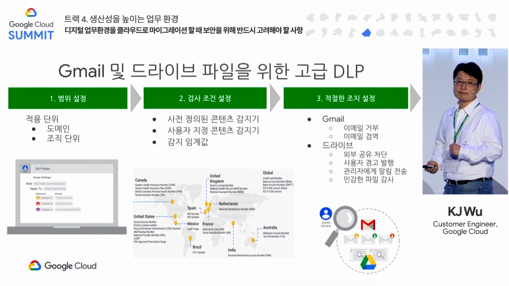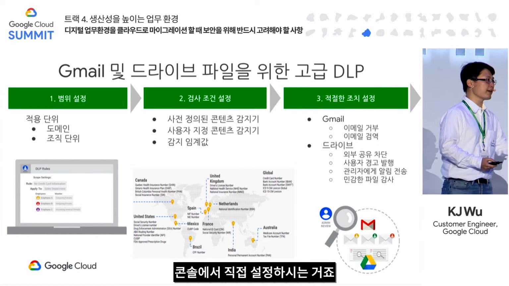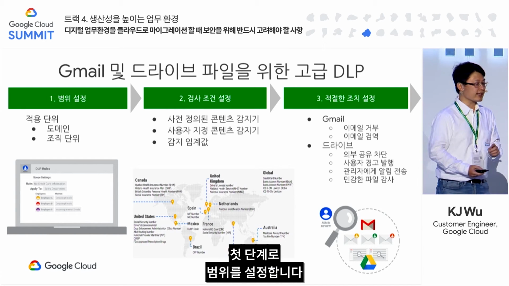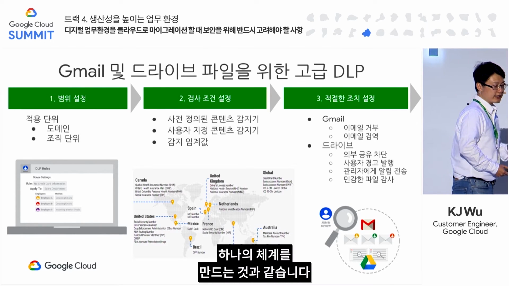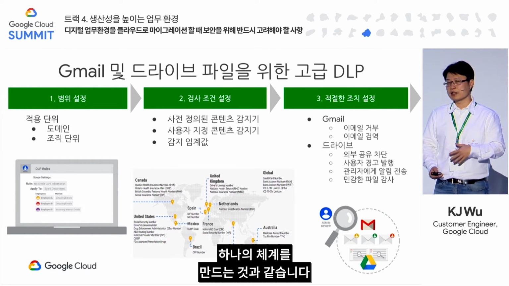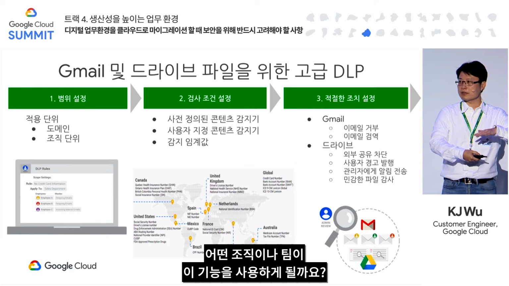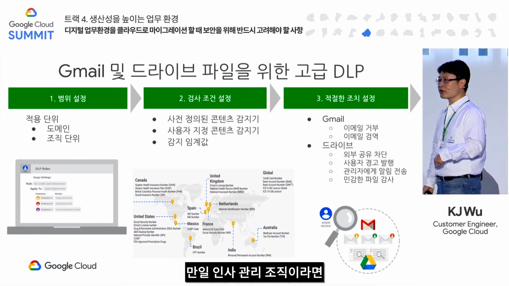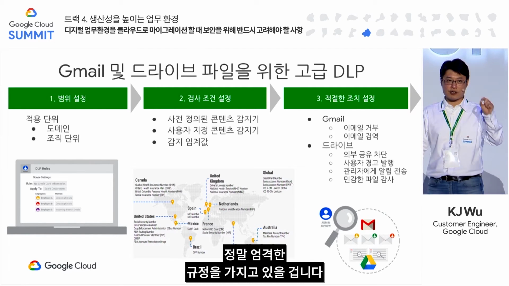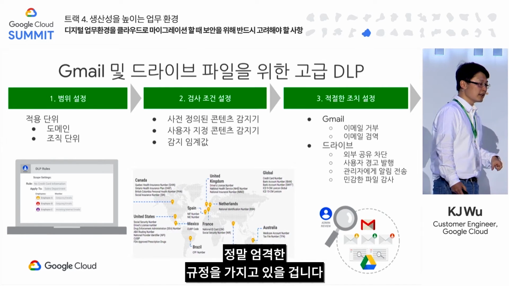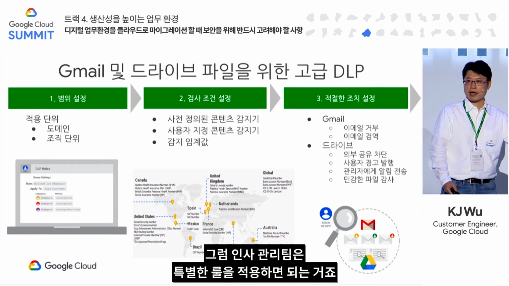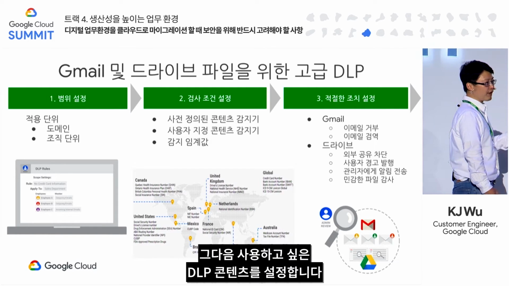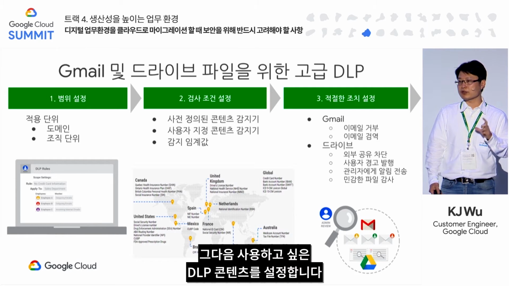How could we do that? Actually, very easy. You can do it all by yourself on the console. You just need to enable it. First step, you set up the scope. What does that mean? It's just like LDAP structures. Which organization or which team should you apply this to? For example, the HR team has very strict rules around that, so you set the policy to only apply to the HR organization. Then you specify what DLP policy you want to detect.